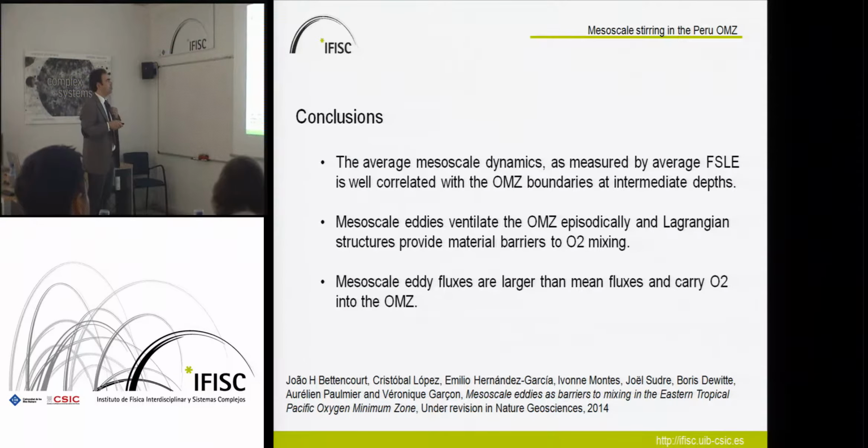And so by this time, our conclusion is that we have a good correlation between the mesoscale dynamics and the OMZ boundaries, as given by the average FSLE, that the mesoscale eddies are ventilating the OMZ episodically, and the Lagrangian structures around them allow them to maintain very oxygen-rich waters and carry them into the OMC, and that the mesoscale eddy fluxes are much larger than the mean fluxes and they carry O2 into the OMC.